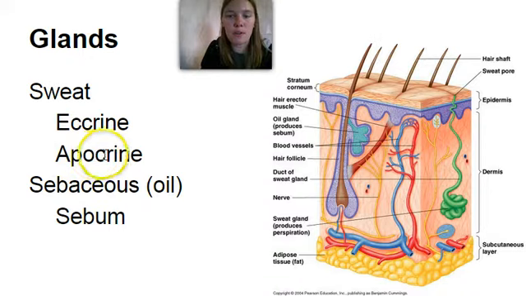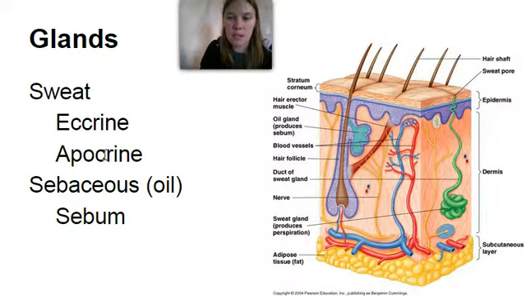Then we have apocrine sweat glands. These are found in the armpits and also the genital region. They also produce true sweat, but they also have a fatty substance and proteins involved as well. So it's a slightly different type of sweat that's going to be produced.